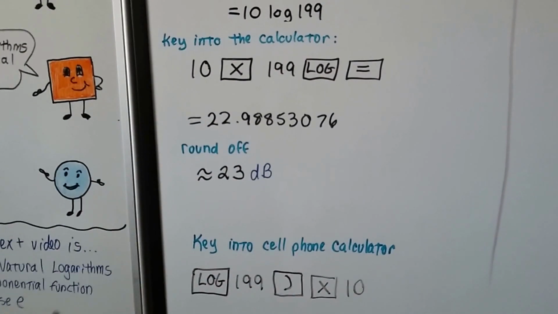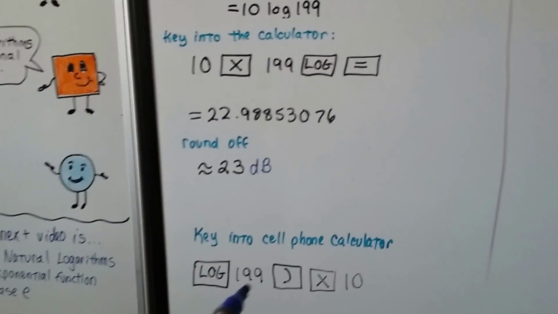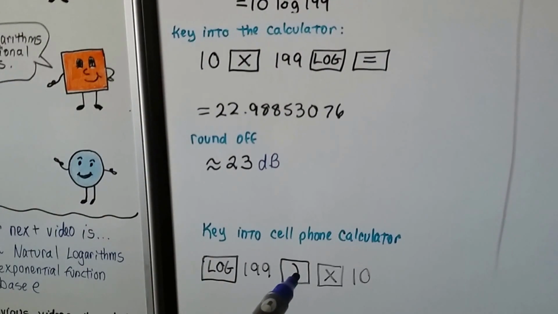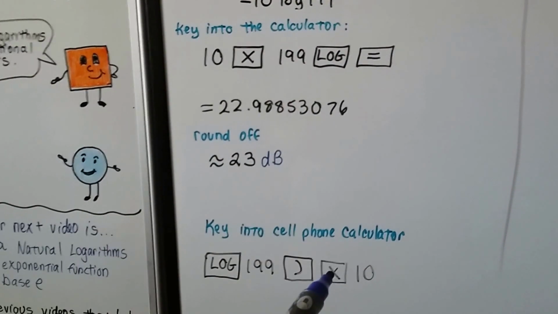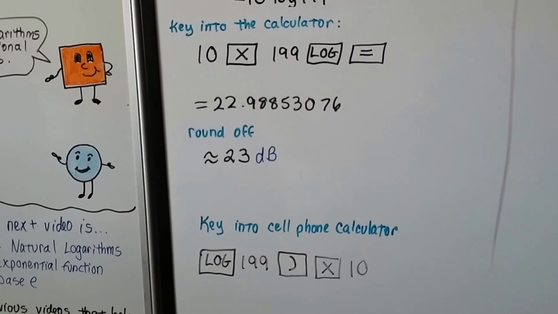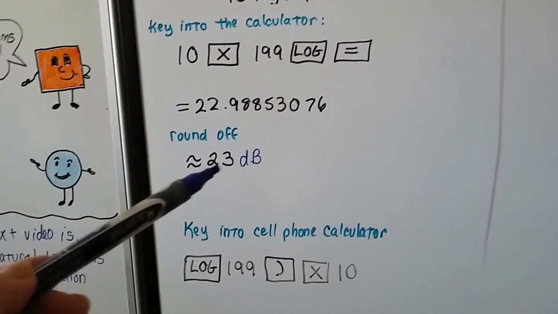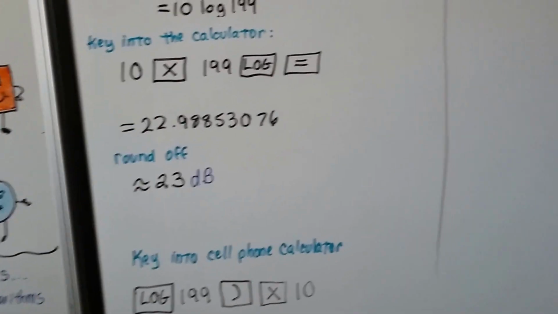If you're using a cell phone, you're going to want to hit log first, and then 199, and then the close parentheses. Then you want to hit the multiplication and the 10, okay? And it'll give you this also, which rounds to the 23 decibels, all right?